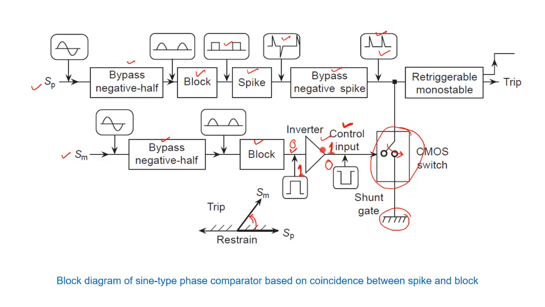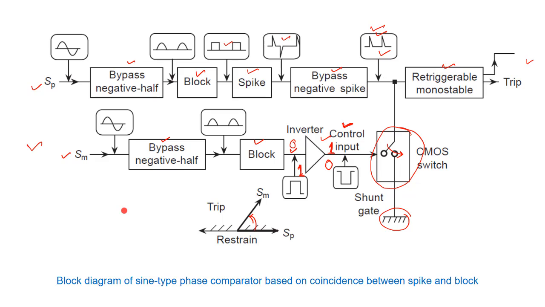So the output of the inverter will become 0, and therefore your CMOS switch will remain open, and your spike will pass through the retriggerable monostable circuit, where it will produce a trip signal, right. This is your basic building block of the sine comparator circuit, and from this we can understand how it produces a trip signal when the phase difference between the SP and SM is 0 to 180 degree leading, right. Okay, so this is how it functions.